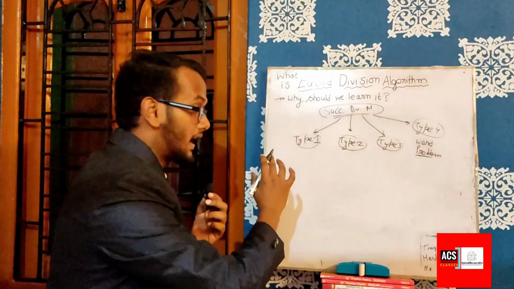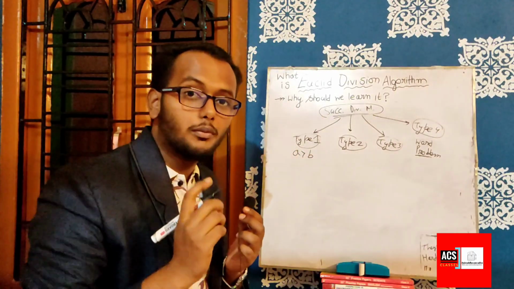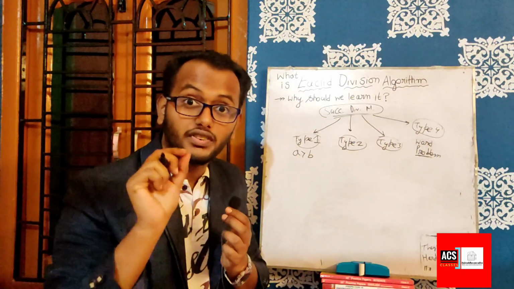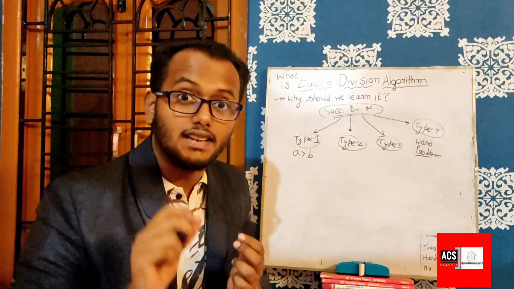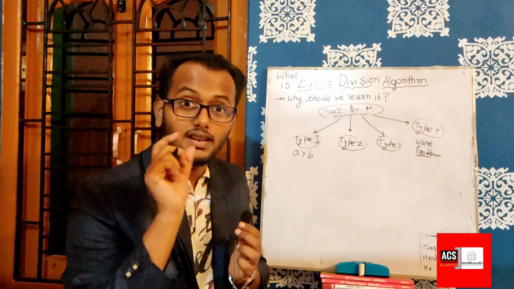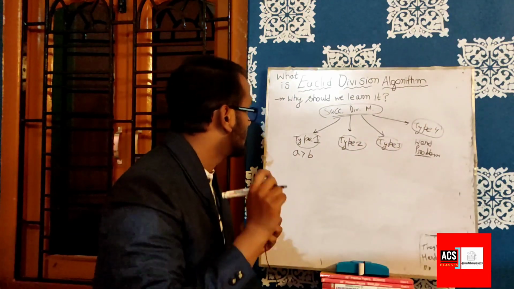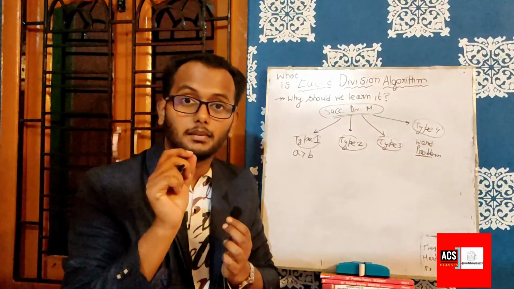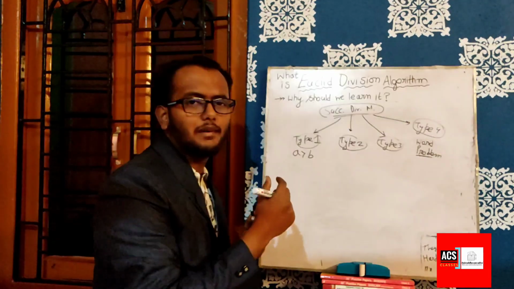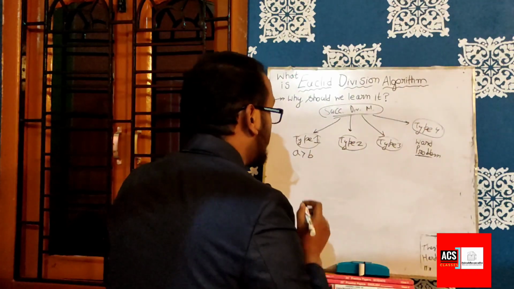I have already shown type 1. Type 1 is the A greater than B type. There will be two positive integers, and they will ask, using Euclid division algorithm, find the HCF of A and B, where A and B are any positive integers. So let's talk about type 2.